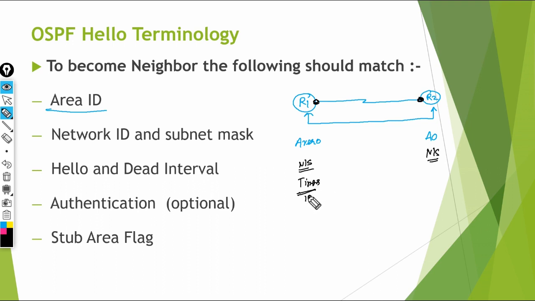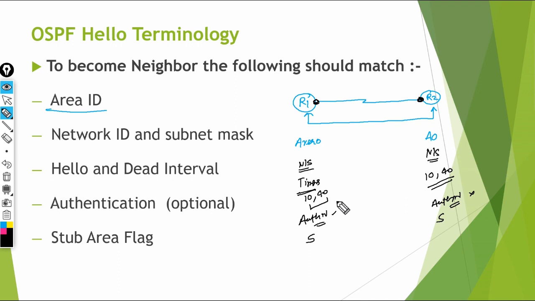Like if you have configured 10 seconds and 40 seconds, where 10 seconds is hello and 40 seconds is dead interval, you must have configured a 10 second hello packet and 40 seconds as the dead interval here. If you have configured any authentication here, you must have configured the authentication on this side as well. If there is authentication on one side and no authentication on the other, it means no neighborship. Later on, stub area flag should match.